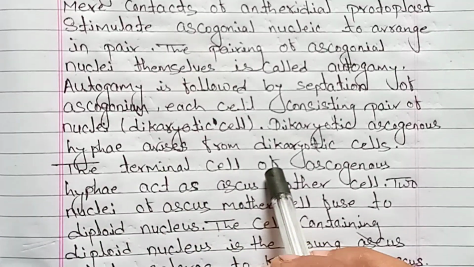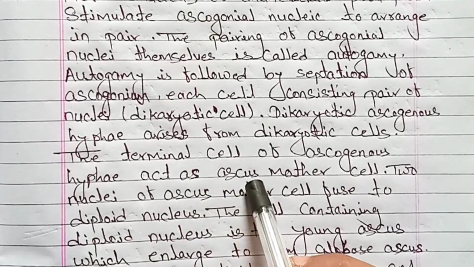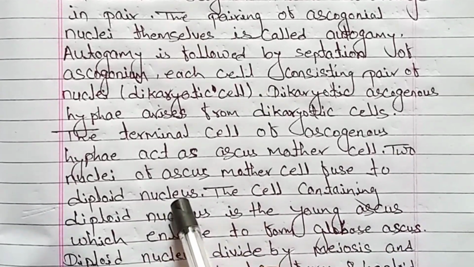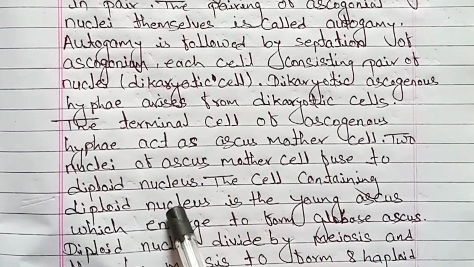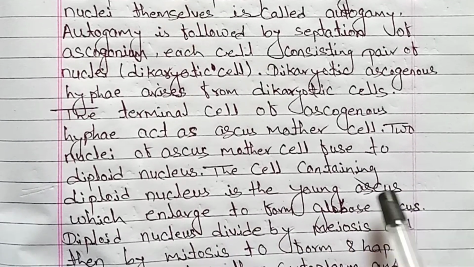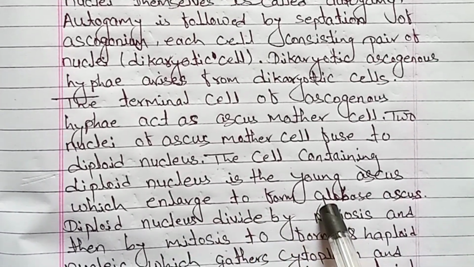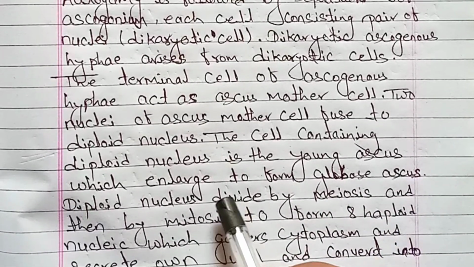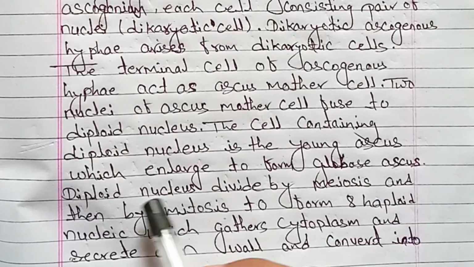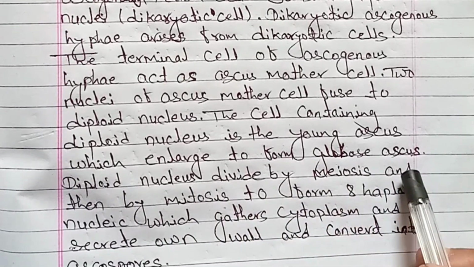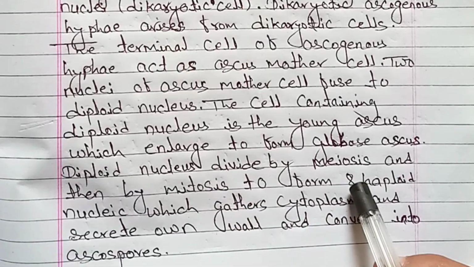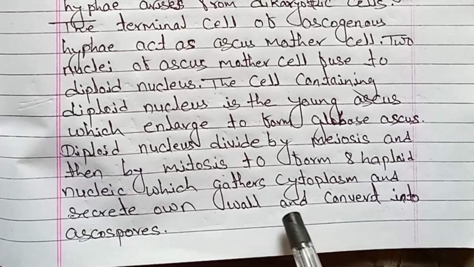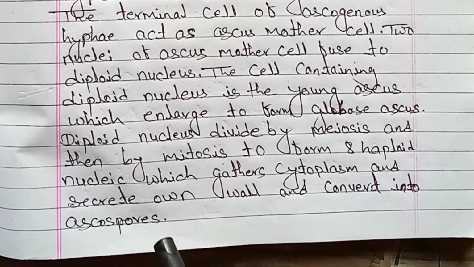The terminal cell of the ascogenous hypha acts as the ascus mother cell. The two nuclei of the ascus mother cell fuse to form a diploid nucleus. The cell containing the diploid nucleus is the young ascus, which enlarges to form a globose ascus. The diploid nucleus divides by meiosis and then by mitosis to form 8 haploid nuclei, which gather cytoplasm and secrete a wall and convert into ascospores.